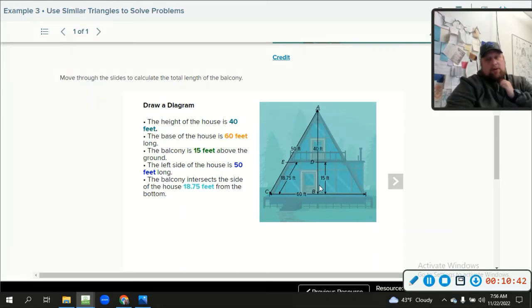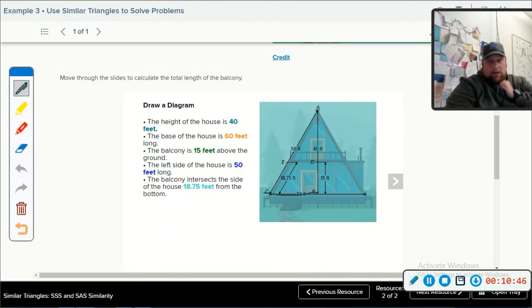Sounds like we have two similar triangles. We have this large triangle right here. Let me show you. We have this large triangle right here, but then we have this smaller one right here. Okay? So it looks like we're going to look at those two triangles. All right. Let's do that. Let's go through the slide.